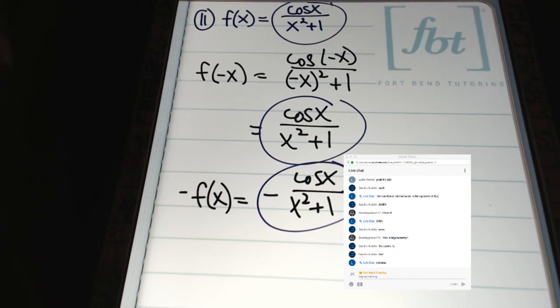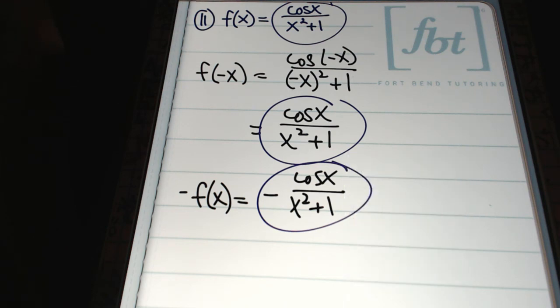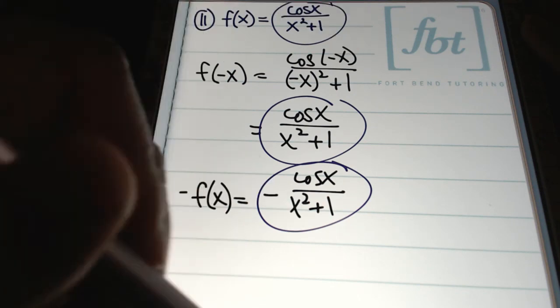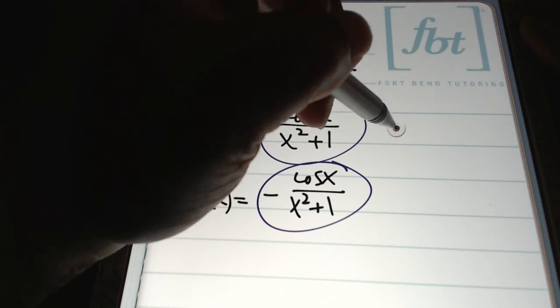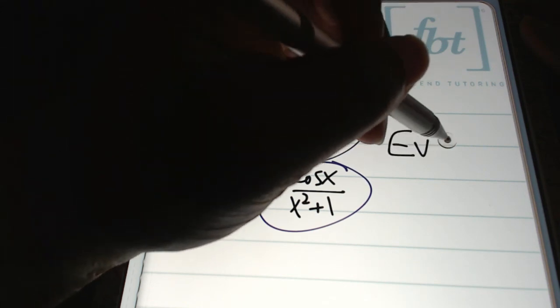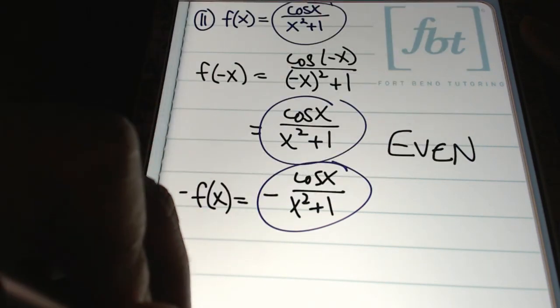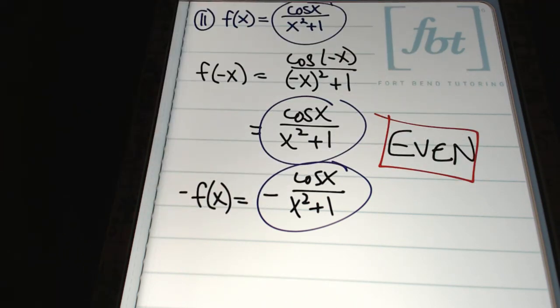Lewis says calculus is in the house. That's right. You can use these in all of the above. So what's the bottom line, guys? The bottom line is that this problem number 11, this answer is even. Let's go ahead and tell the world we are dealing with an even function. Ladies and gentlemen, there it is.